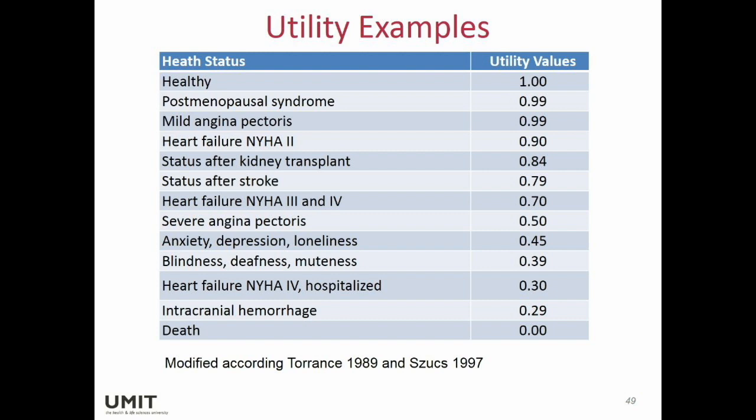So a healthy person is 1, and a dead person is 0, and then you see some sort of severe disease like heart failure, New York Heart Association classification 4, basically having difficulties to breathe, already lying in the hospital bed, which is a very bad thing, so that has 0.3. Heart failure classification 2 is much better, 0.9. Mild angina pectoris, 0.99, so there is some pain, but maybe just sometimes. So this shows you that you can rank these utilities.